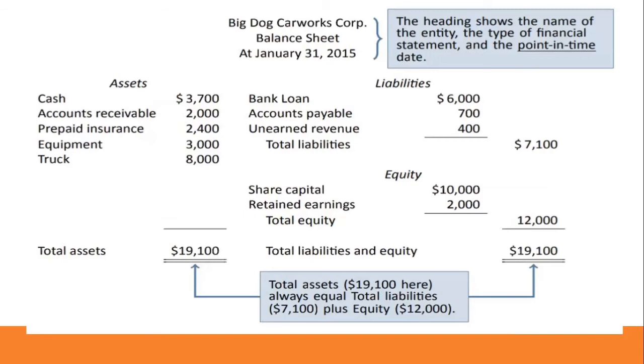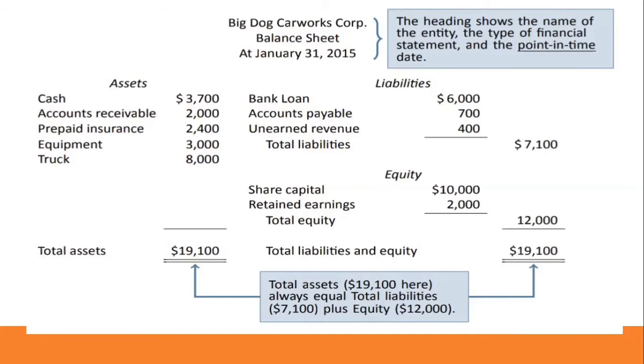For example, in Big Dog's January 31st balance sheet, net assets are $12,000, calculated as total assets of $19,100 minus total liabilities of $7,100. This means that although there are $19,100 of assets, only $12,000 are owned by the shareholders, and the balance of $7,100 is financed by debt.